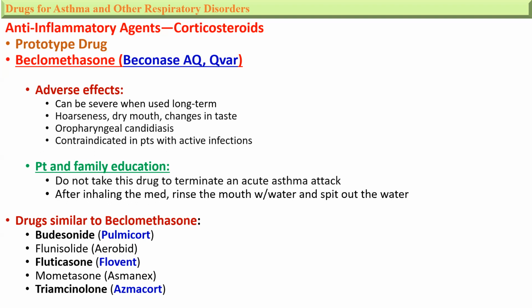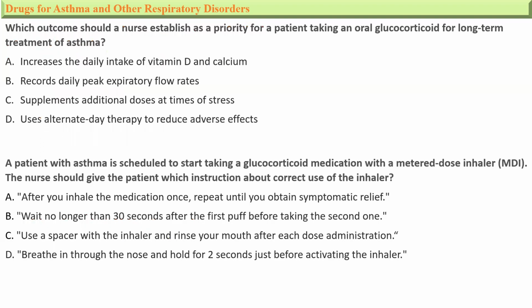Similar drugs to beclomethasone are budesonide, which is Pulmicort, fluticasone, which is Flovent, and triamcinolone, which is Azmacort. These are the three most common drugs similar to beclomethasone.